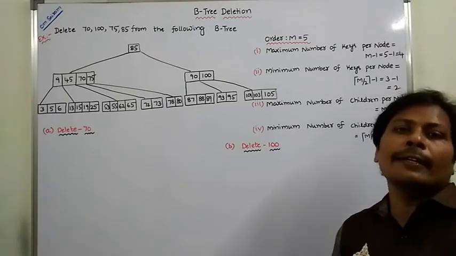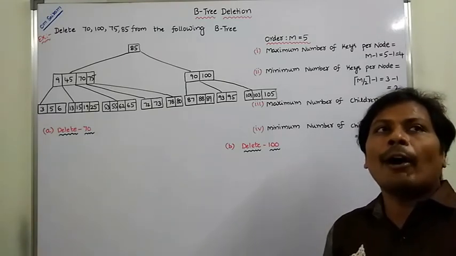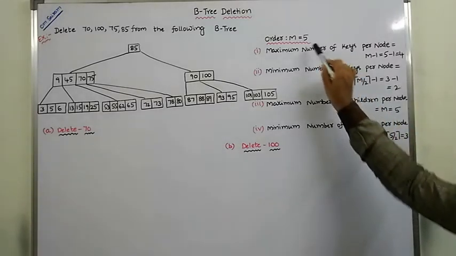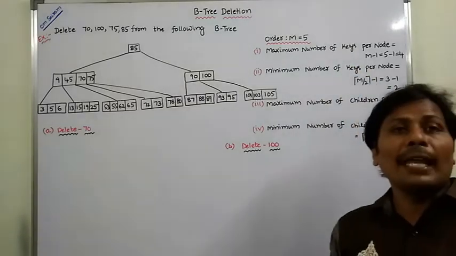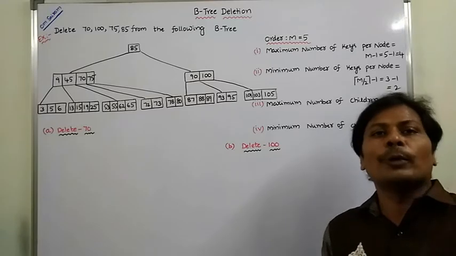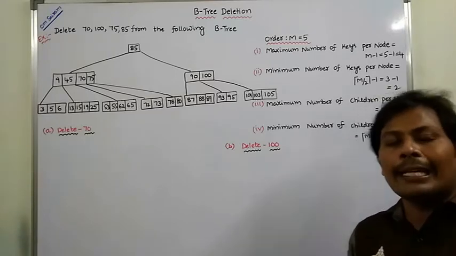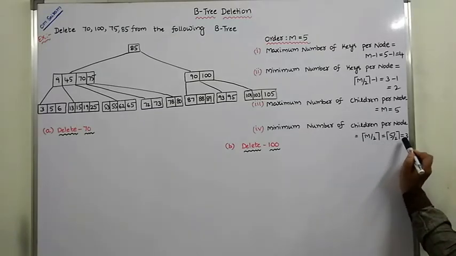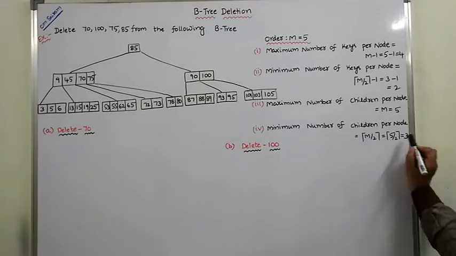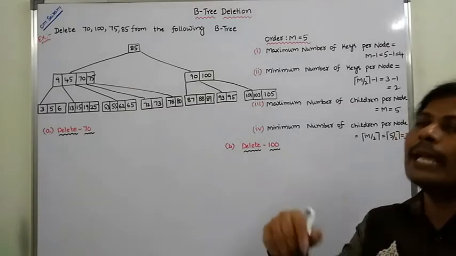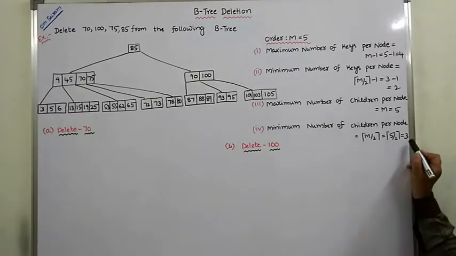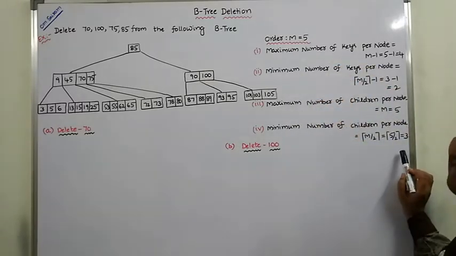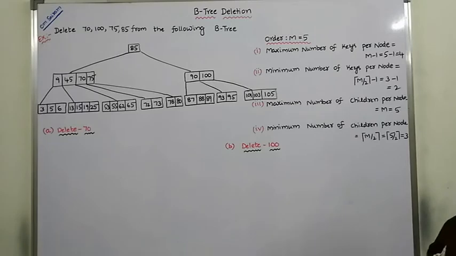The maximum number of children for a node in a B tree of order 5 is M, that is 5 children. Next, the minimum number of children for a node of a B tree of order 5 is the ceiling of M by 2. That is 5 by 2 ceiling, which is 2.5. Rounding up, the ceiling of 2.5 is 3. So these are the 4 points to keep in mind while performing the deletion operation on a B tree.